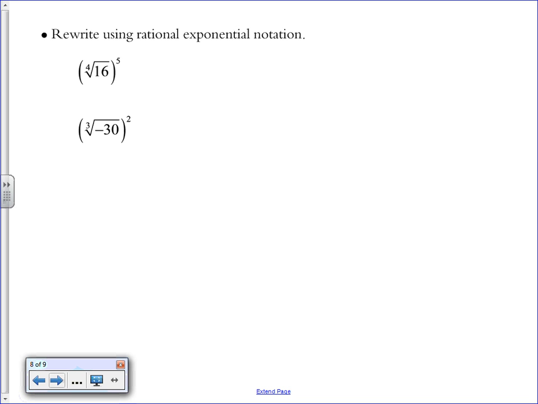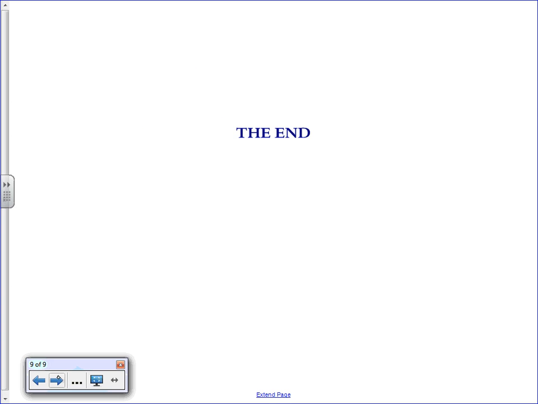And if it says rewrite using rational exponent notation, we're going to take it from radical form and write it with a fraction as an exponent instead. And just remember the denominator becomes the root, or the root becomes the denominator. The exponent stays as the numerator. So the exponent is a 5, that's our numerator, and the root is a 4, that's our denominator. We have a negative 30 as the base, 2 is our numerator, and 3 is our denominator. And that is all.